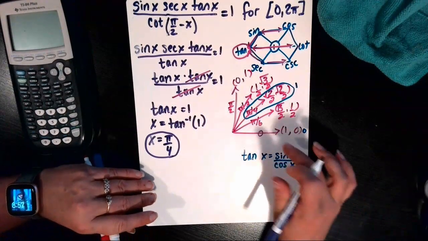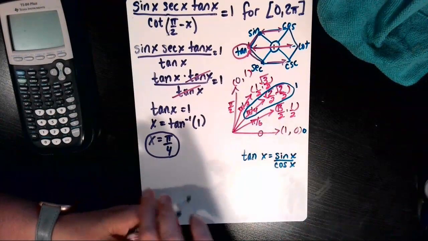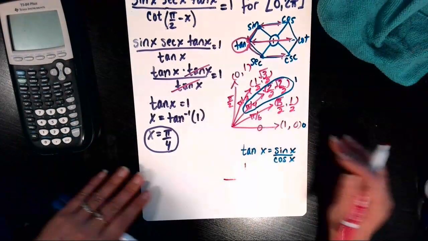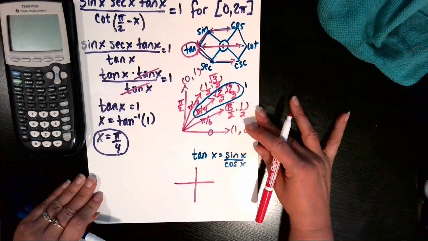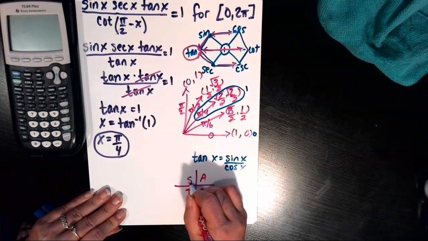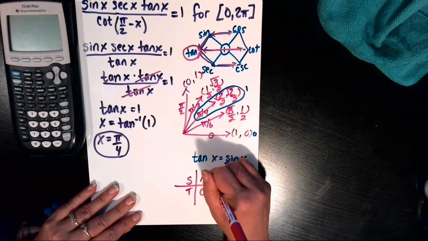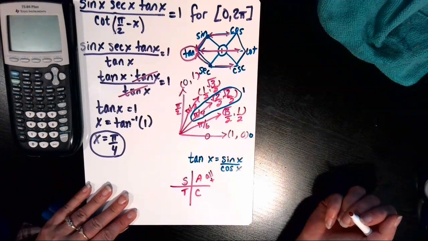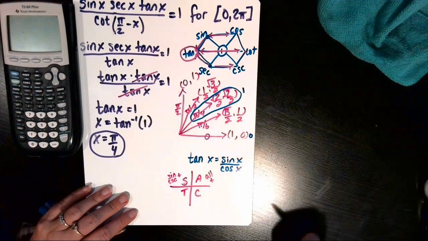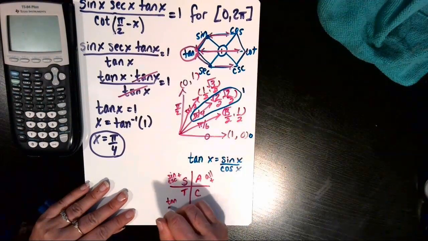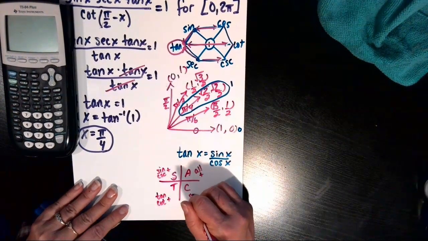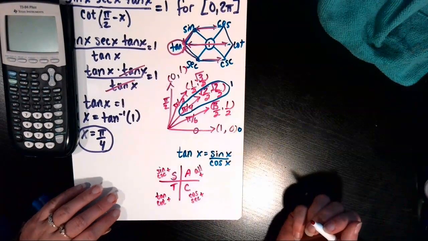Okay, now, that's not the only place where tangent is positive. If you recall the acronym that we learned for remembering where different things are positive on the circle: all students take calculus. That's our acronym for the different quadrants. The A reminds us that all of the trig functions are positive in quadrant 1. Then the S reminds us that sine and its reciprocal cosecant are positive in quadrant 2. The T tells us that tangent and its reciprocal cotangent are positive in quadrant 3. And then the C reminds us that cosine and its reciprocal secant are positive in quadrant 4.